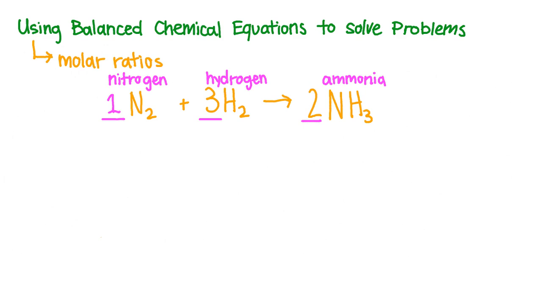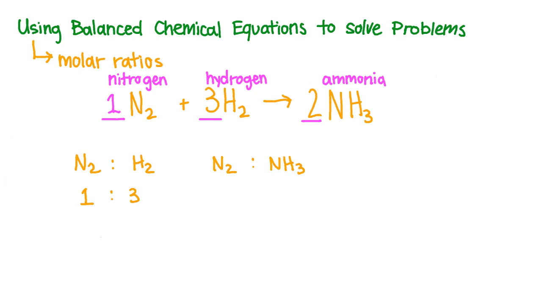So let's practice this by creating molar ratios for each pair of substances in our equation. Let's start off with a molar ratio between nitrogen and hydrogen. As we can see from our balanced chemical equation, every 1 mole of nitrogen needs 3 moles of hydrogen to react, so the molar ratio between nitrogen and hydrogen is 1 to 3.